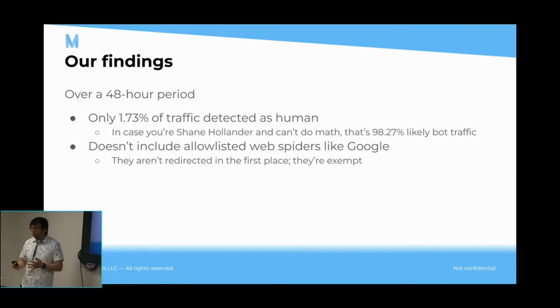Our findings over the first or second 48-hour period over which we did this: only 1.73% of traffic was detected by Cloudflare as human. And in case you're Shane Hollander and you can't do math, that's 98.27% likely bot traffic, which is really scary. And we're assuming here that Cloudflare Turnstile is accurate at determining human versus bot traffic. And this doesn't include allow-listed web spiders like Googlebot. They're not redirected in the first place, they're exempt.